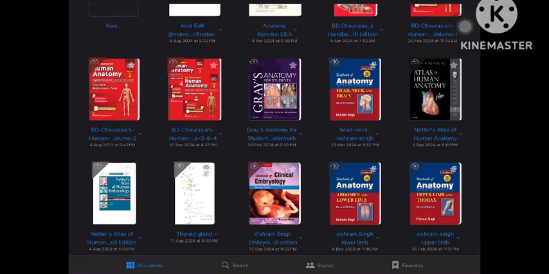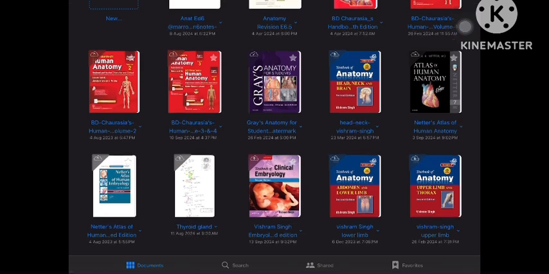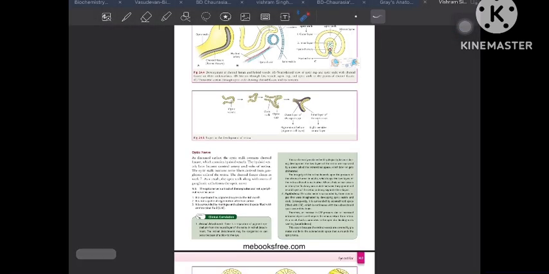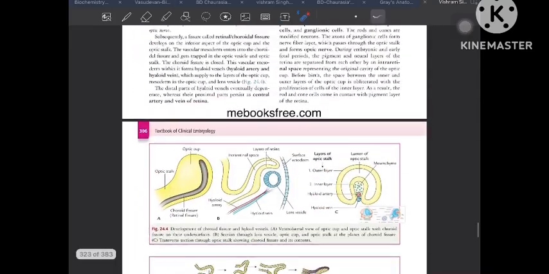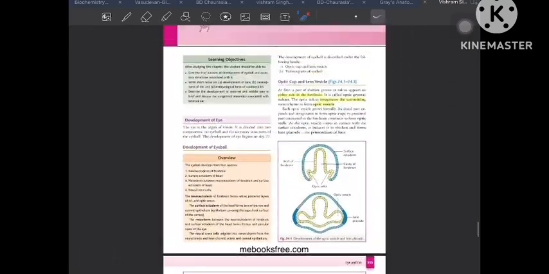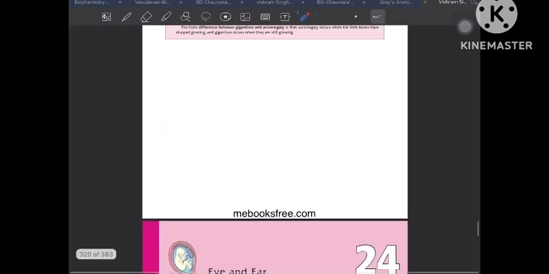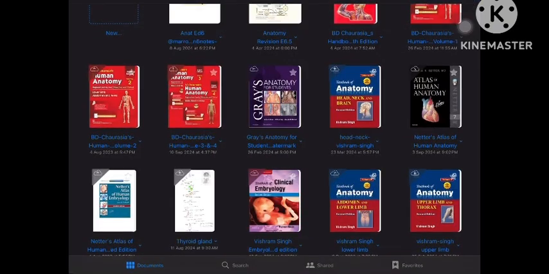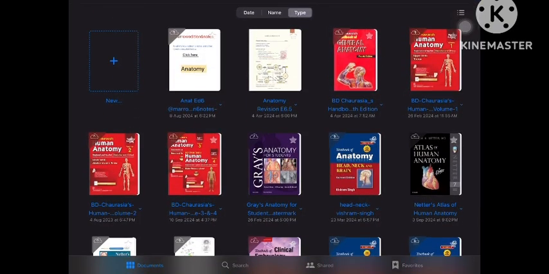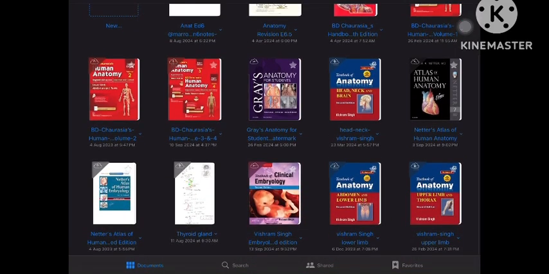Another important topic is embryology. Do not underestimate embryology. It is very useful. Use Vishram Singh or IB Singh, two books. Use any one you prefer, but read and try to understand, because this is helpful and also important in PG. Vishram Singh is good in first year in the anatomy handbook. You can also see the Atlas of Human Anatomy and clinical embryology.